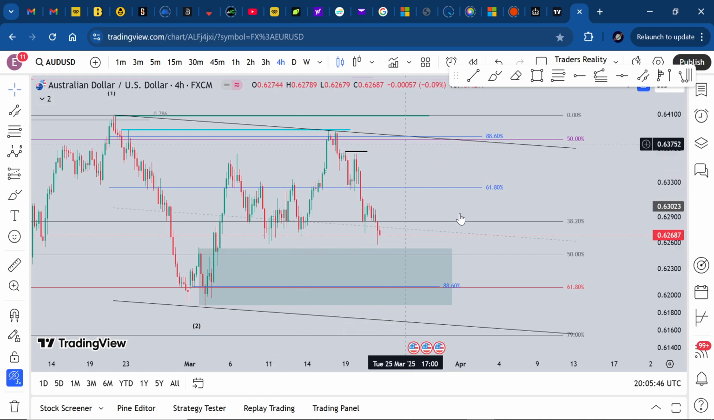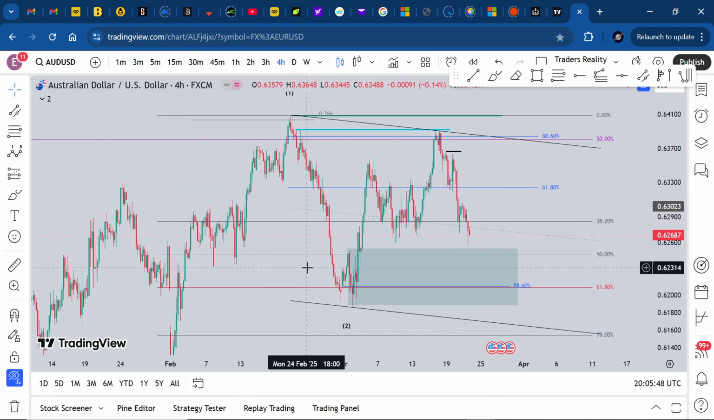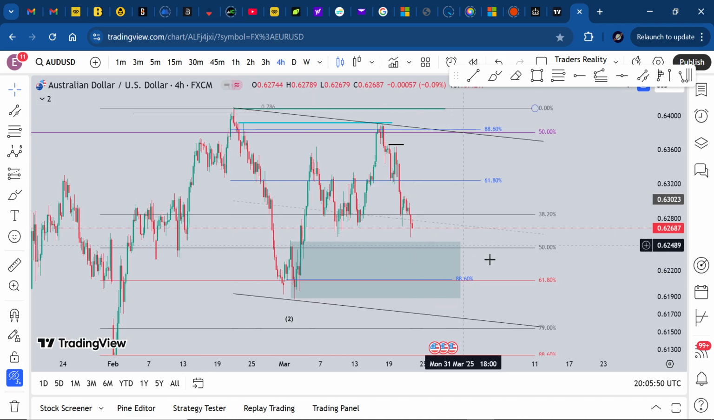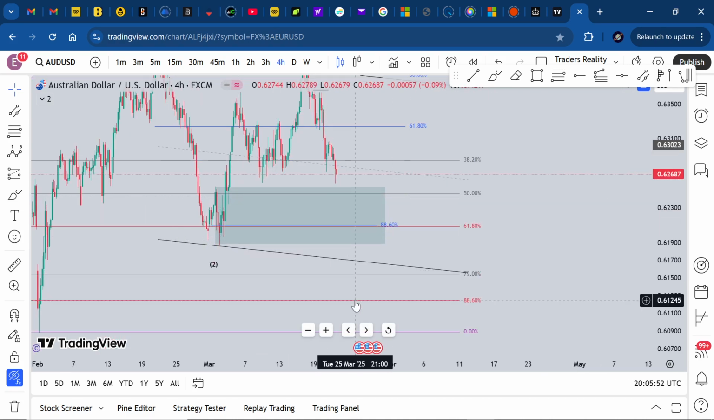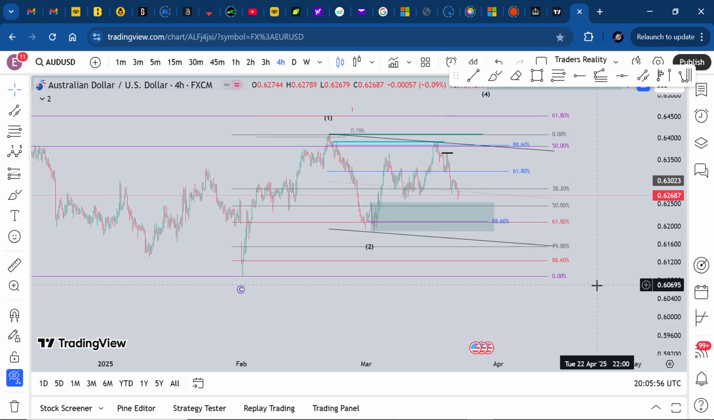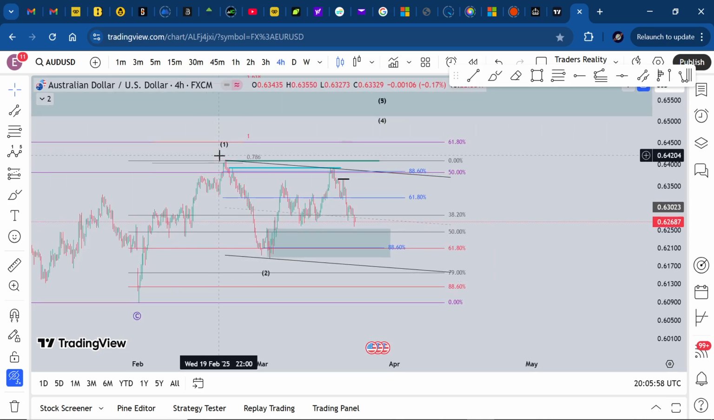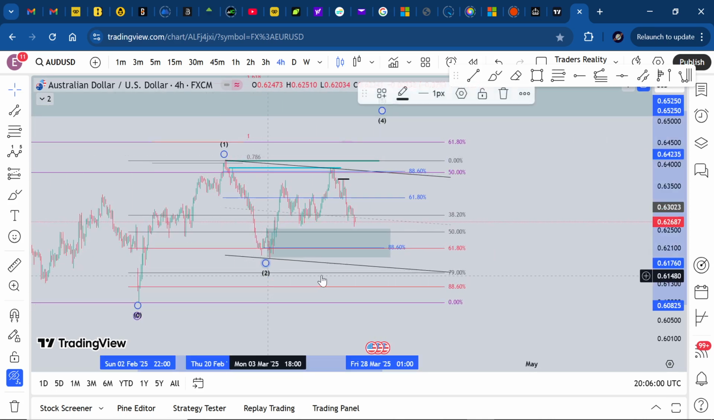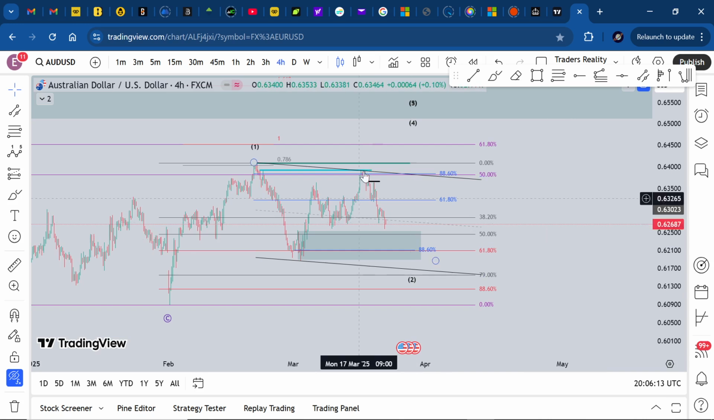So yeah, we'll wait and see. All we need to see right now is an accumulation in here or a break of this low, and we'll have a much better understanding of what's going on. But for sure, this is my 1. This is 2 finished. If it is, then this is another 1, and this is another 2, and we'll go up in 3.